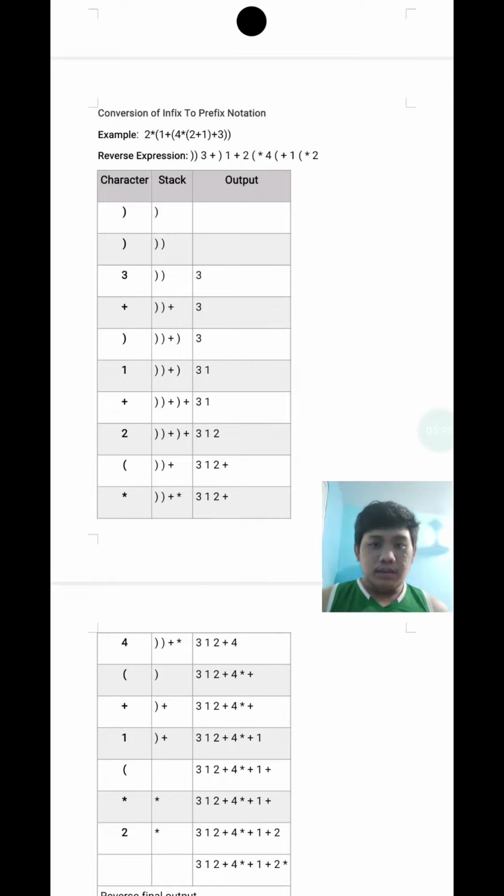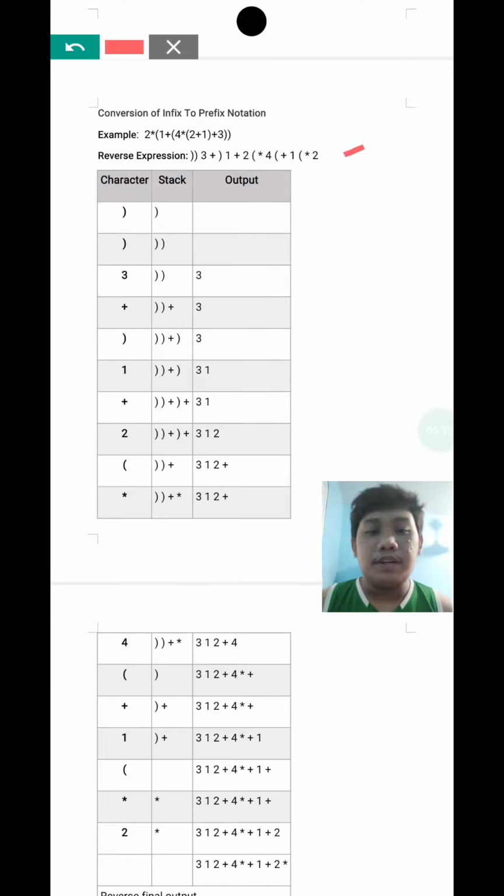In converting infix to prefix notation, first we have to reverse the expression. So we reverse our expression: parenthesis 3 plus parenthesis 1 plus 2 parenthesis times 4 parenthesis 1 plus 1 and parenthesis times 1. Here is our process of converting infix to prefix notation.